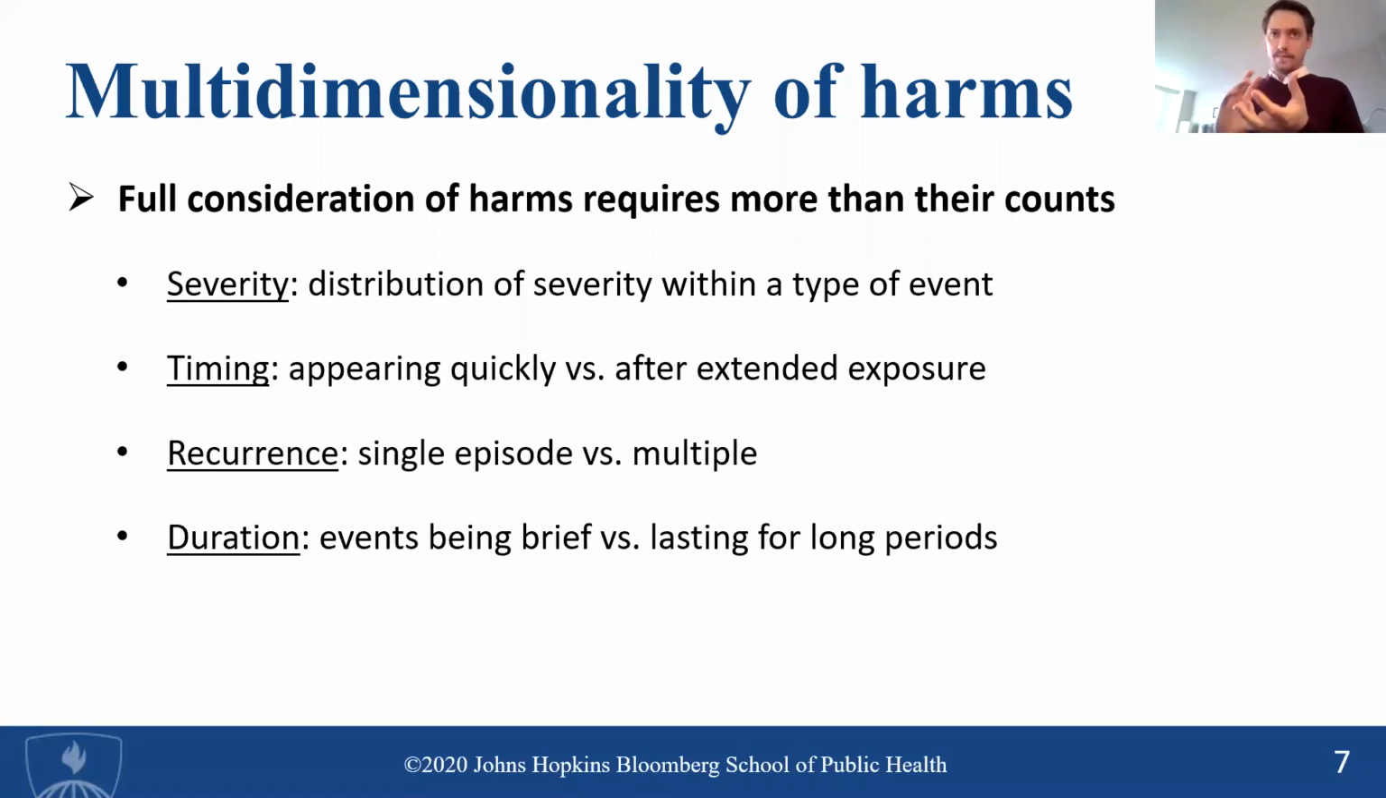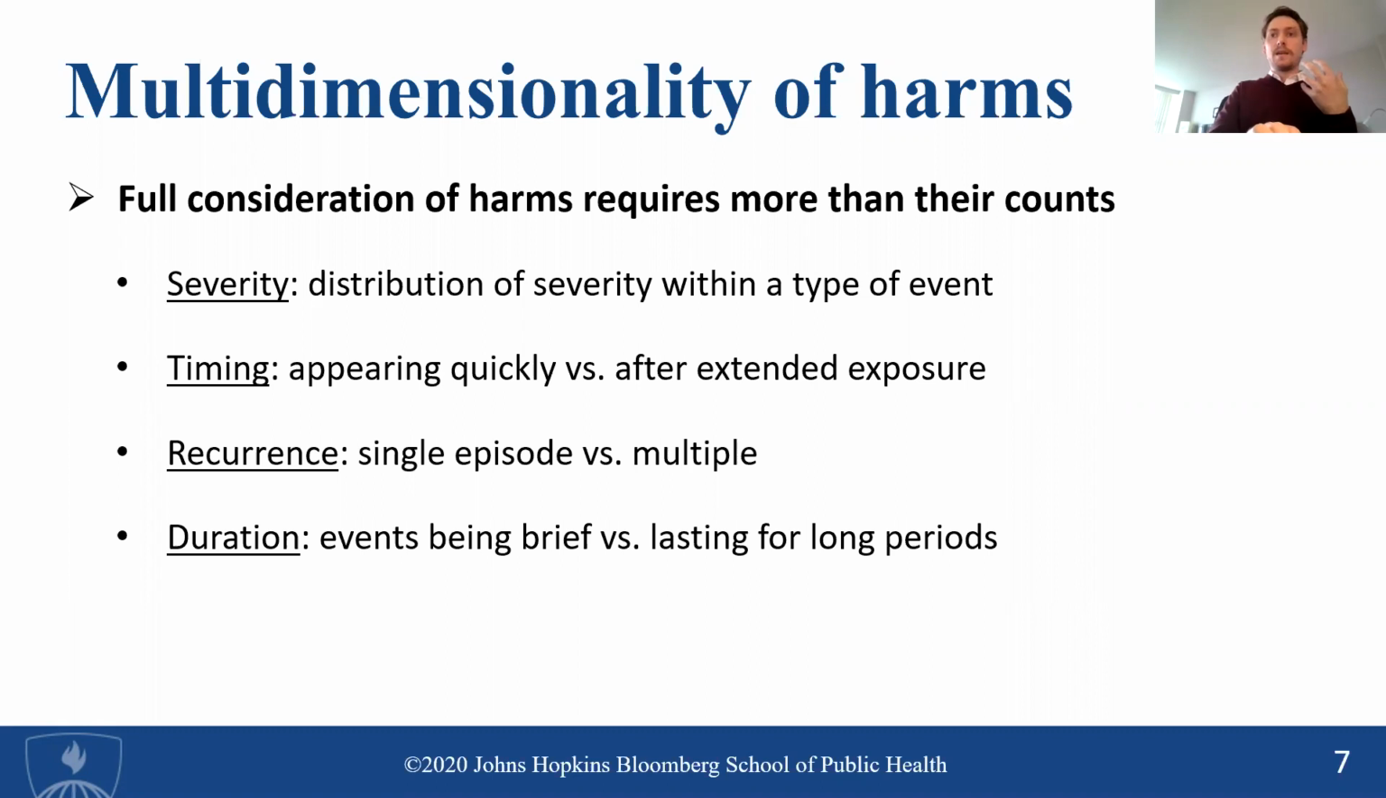And part of the reason why figures can be better than tables is this other issue of multidimensionality of harms, where you want more information than just the counts. There are other aspects of harms that might be of interest to consumers. Most harms are generally mild or moderate in severity, and many preferred terms can occur at several different levels of severity, like allergic reactions that are mild versus life-threatening or deadly.